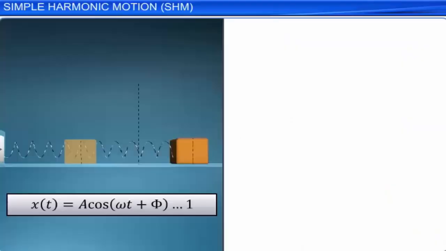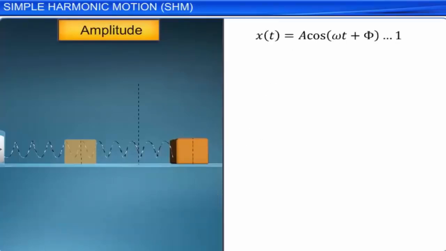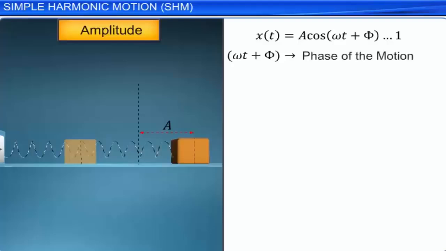Now let's discuss the amplitude of the motion. The maximum displacement of a particle from the mean position executing simple harmonic motion is called its amplitude A. In simple harmonic motion, the quantity omega t plus phi, which varies with time, is called the phase of the motion of the particle executing simple harmonic motion.